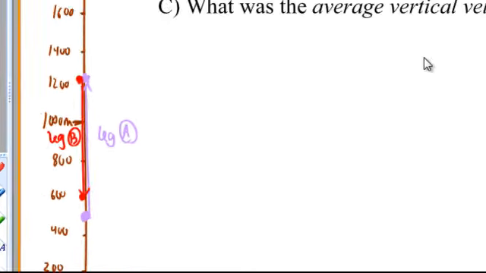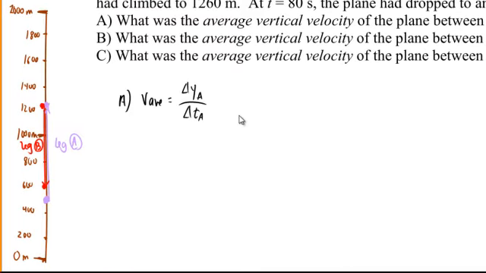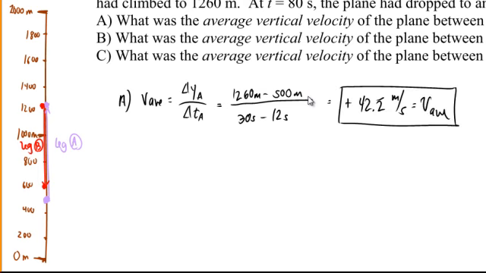Let's start with part A. The average velocity is the displacement divided by the time interval in part A. We can put the numbers in. The displacement is the final position minus the initial position, 1,260 meters minus 500 meters during this particular time interval. The time interval is 30 seconds minus 12 seconds. Now you have a calculator, apply it. The average velocity is a positive 42 meters per second. Positive meaning that the object was moving upward during this time interval.